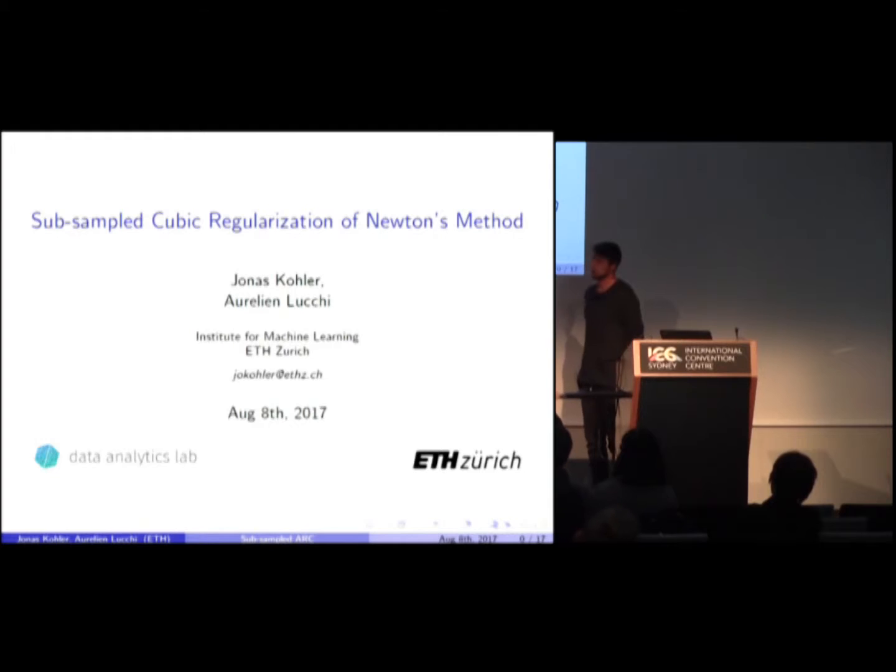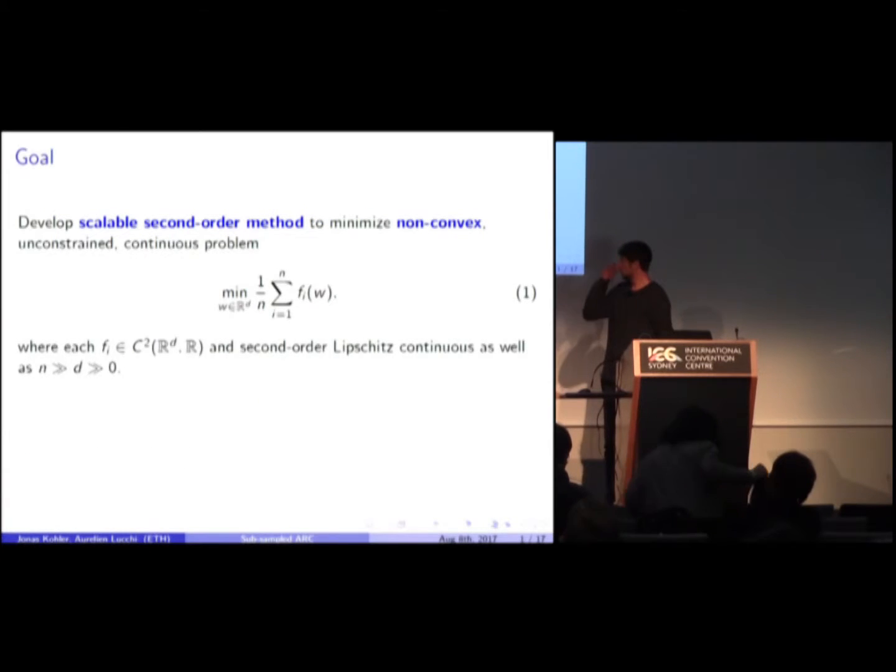I'm going to be talking about a stochastic second order method today that basically builds up on a second order method called cubic regularization of Newton's method that has very nice convergence properties. So let's dive right in.